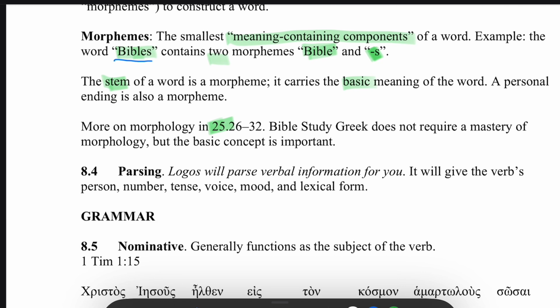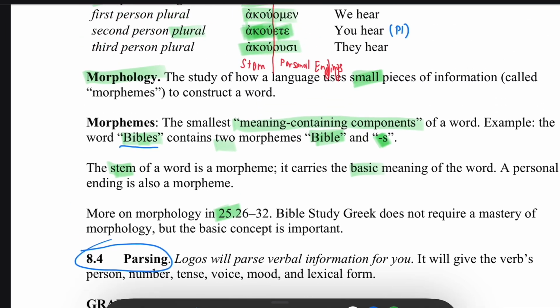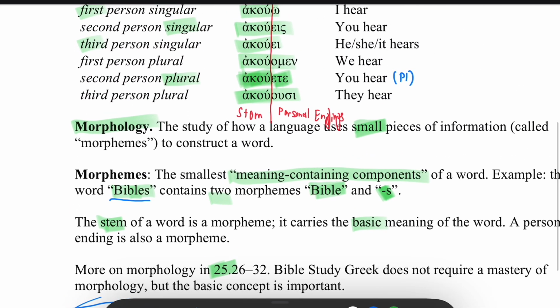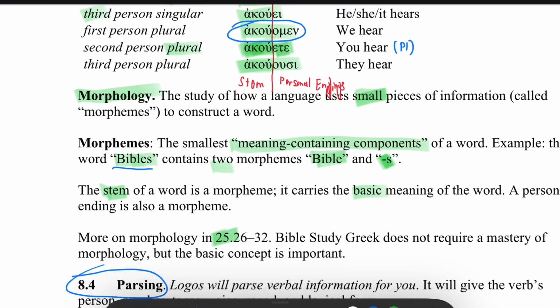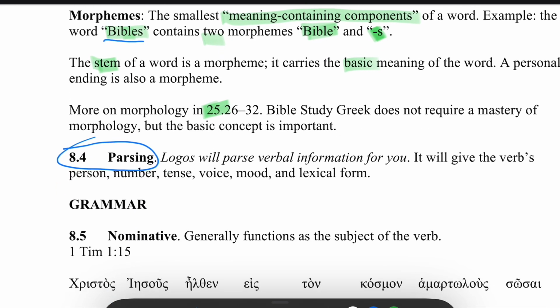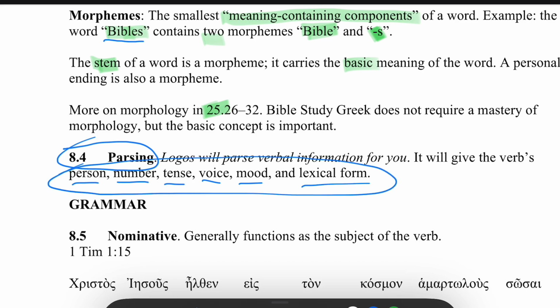Just regarding parsing, 8.4, Logos will parse that verbal information for you. If you encounter a word, you just hold over it in Logos and let it tell you what the person is, what the number is, what the tense, the voice, the mood, and the lexical form. And for your homework, you're going to need to provide those six things, but also the meaning in context.